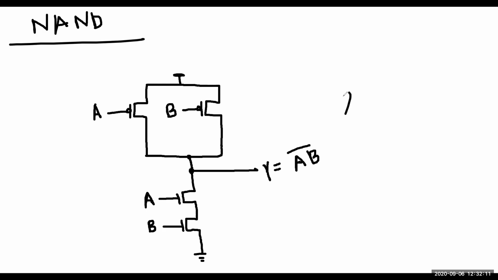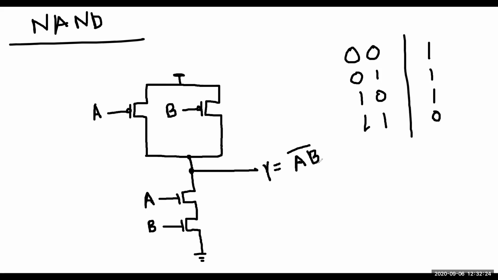That means if you give 0, 0, your output is 1. 0, 1, your output is 1. 1, 0, your output is 1. 1, 1, your output is 0. Okay? Let's check whether this is correct or not. Let's go to the software.